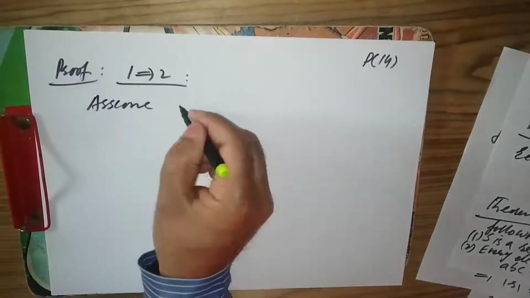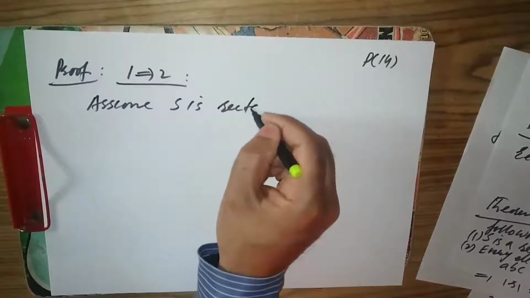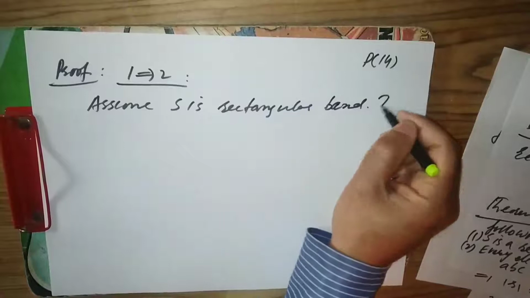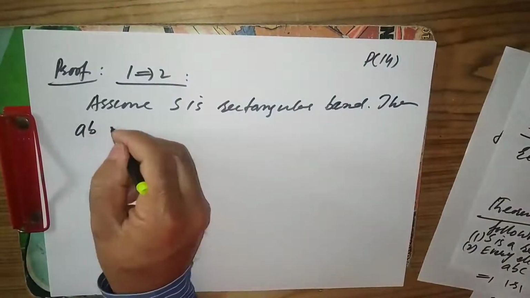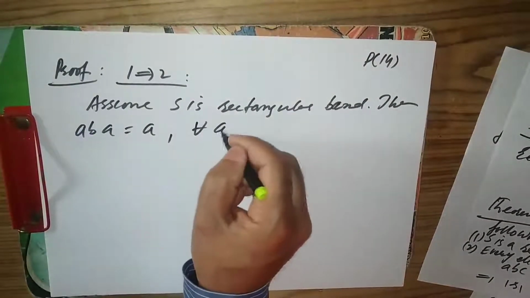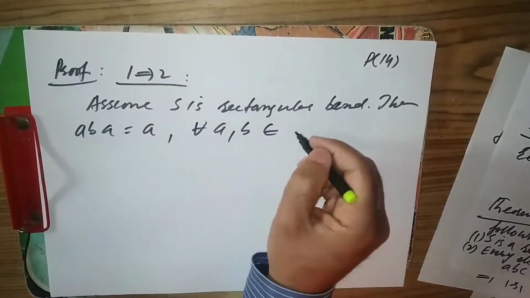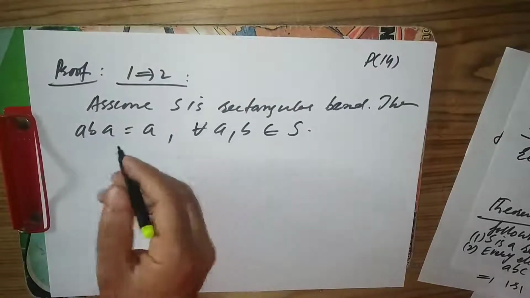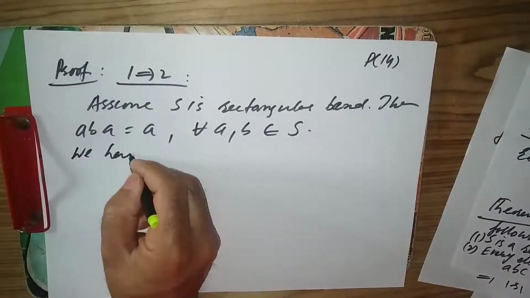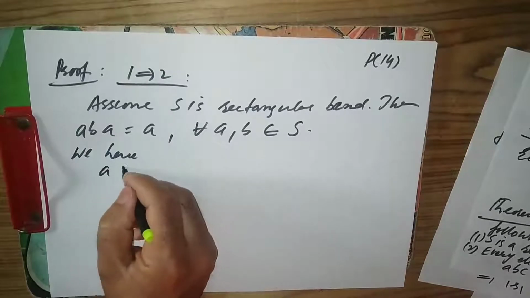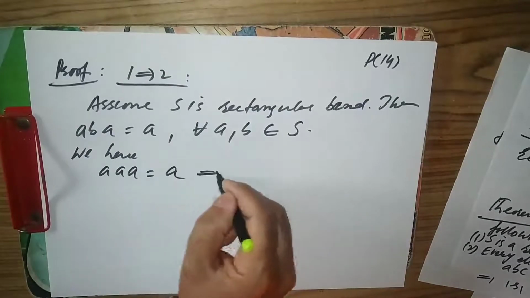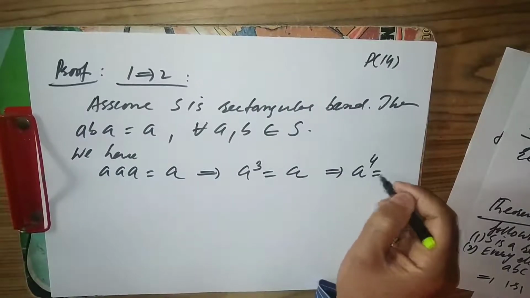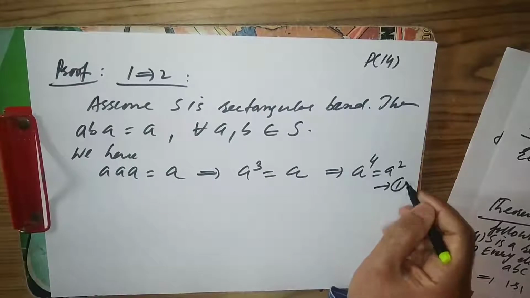Assume S is a rectangular band. Then by the given condition, ABA is equal to A for all A, B belonging to S. So we show that every element is idempotent. If I set B equal to A, we have A into A into A is equal to A, which implies A cube is equal to A. So this implies A power 4 is equal to A square. Let's name it 1 here.